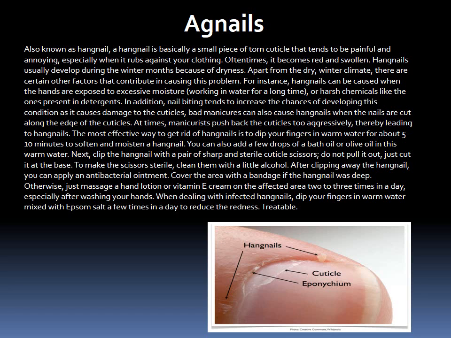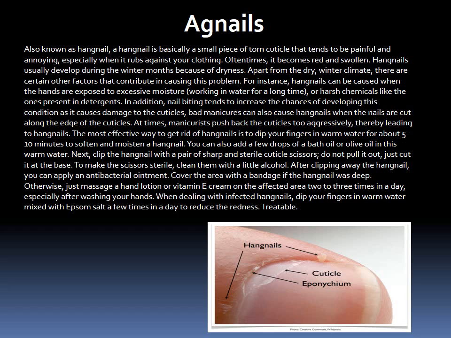When the nails are cut along the edge of the cuticles, at times manicures push back the cuticles too aggressively, thereby leading to hangnails. The most effective way to get rid of hangnails is to dip your fingers in warm water for about 5 to 10 minutes to soften and moisten the hangnail. You can also add a few drops of bath oil or olive oil in this warm water. Next, clip the hangnail with a pair of sharp and sterile cuticle scissors.